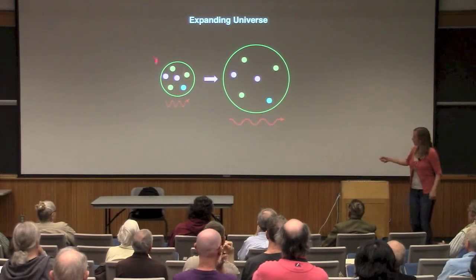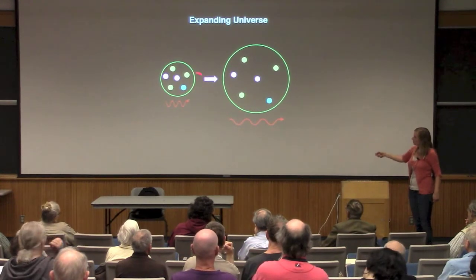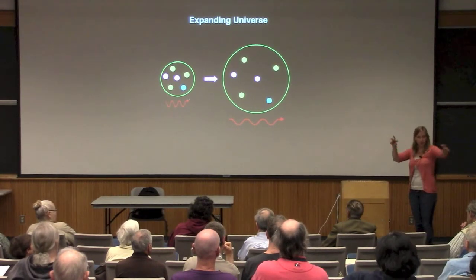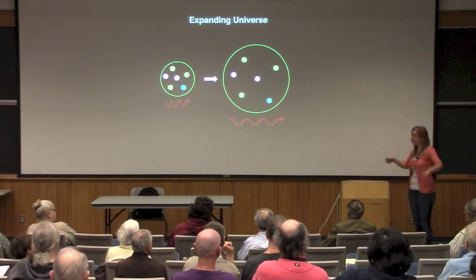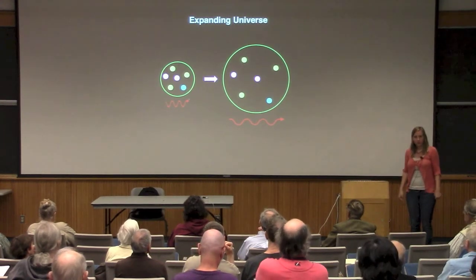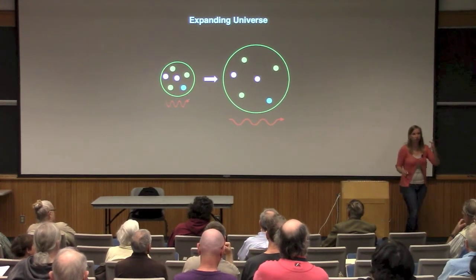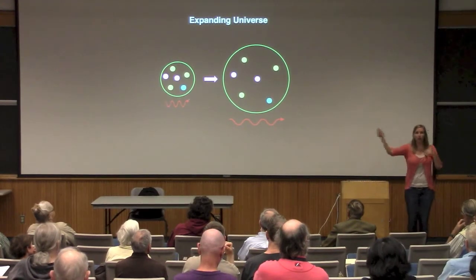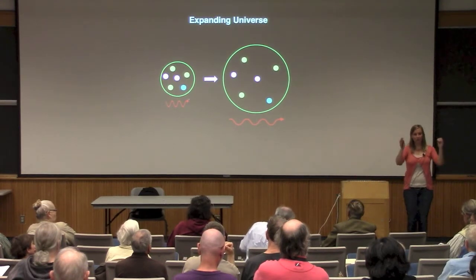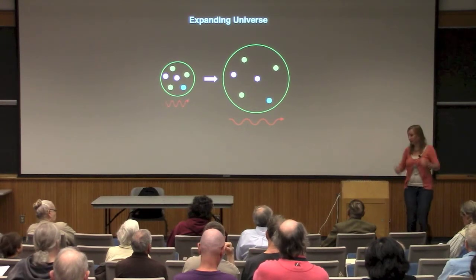The universe is expanding, and you have a photon over here. Not only are these objects moving away from each other, but the photon will also be stretched. So the wavelength of the photon will become longer as well. This is what we call redshift. And from this redshift, we can determine how far away an object is, how far away a galaxy is. We know what the intrinsic light should be, we know what the observed color is, and then we can infer how far it is.